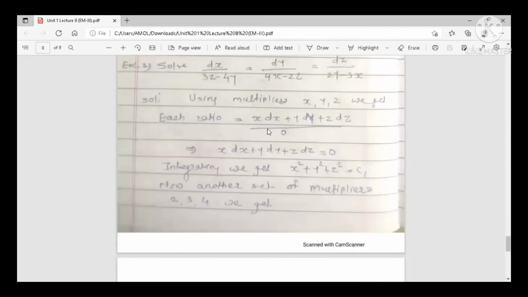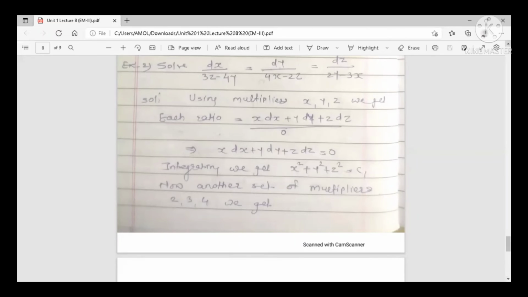Now variables are separated, so integrating we get x square, since the integration of x is x square by 2. Middle term, the integration of y is y square by 2. Third term z dz, the integration of z is z square by 2. Now you multiply every term by 2 so that we can remove the denominator 2, and we have the solution x square plus y square plus z square is equal to C1. So this is the first set of solution of the example.